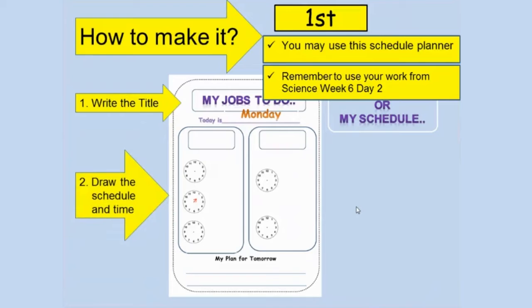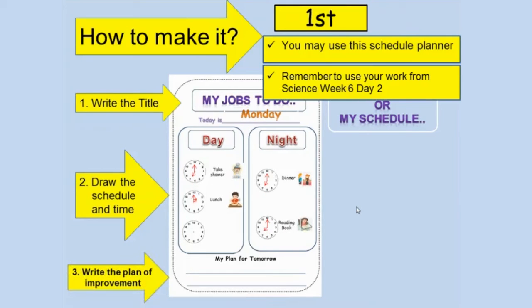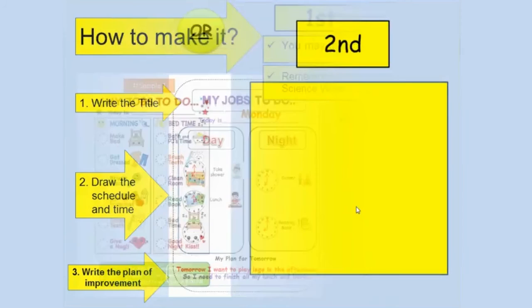And then draw the schedule and time. After that, write the plan of improvement. Remember, guys, you just need to copy from your science assignment in week 6, day 2. It's already there as well for your plan of improvement.